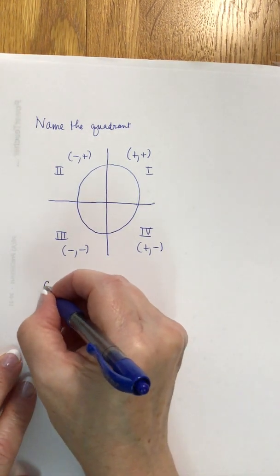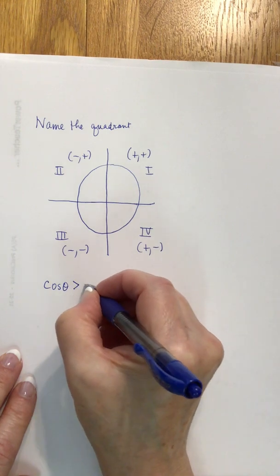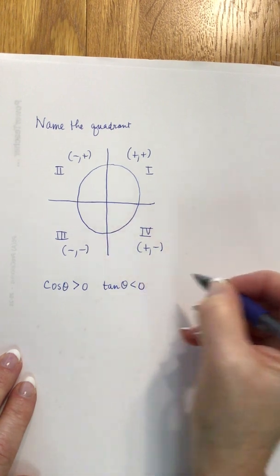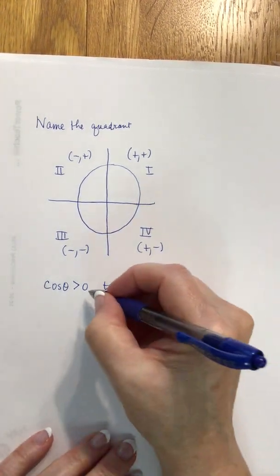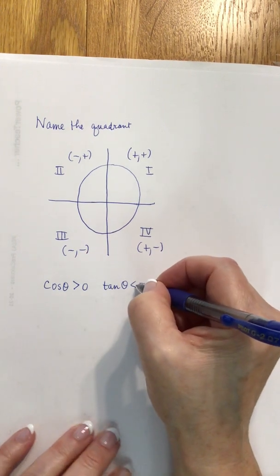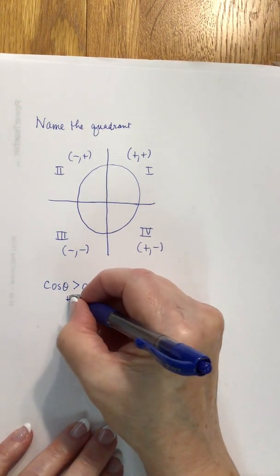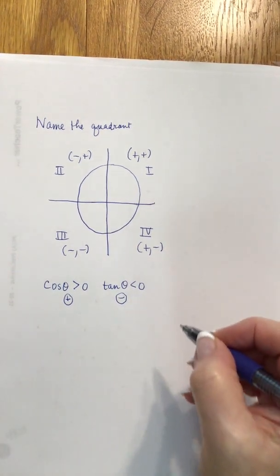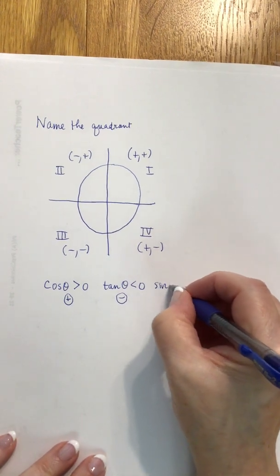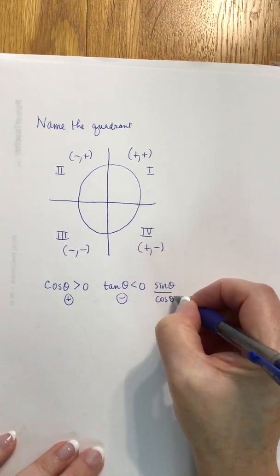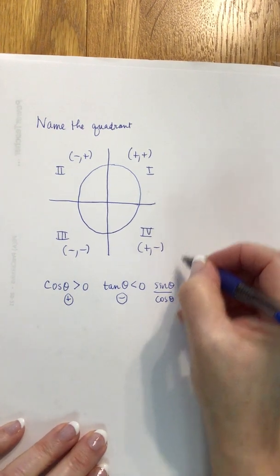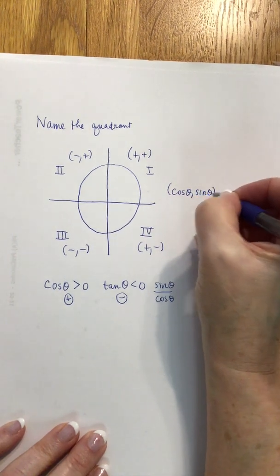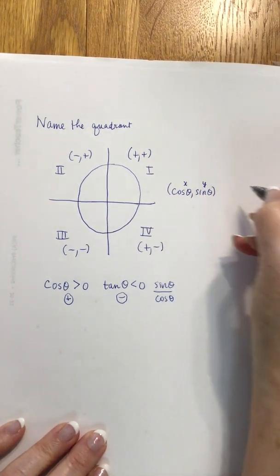All right, so it's going to say cosine theta is greater than 0 and tangent theta is less than 0. So they want you to find the quadrant where cosine is greater than 0 and tangent is less than 0. So greater than 0 means cosine is positive. Tangent less than 0 means tangent is negative. Now, we need to remember that tangent is sine theta over cosine theta. And we also need to remember that cosine theta, comma, sine theta. So cosine is the x and sine is the y.